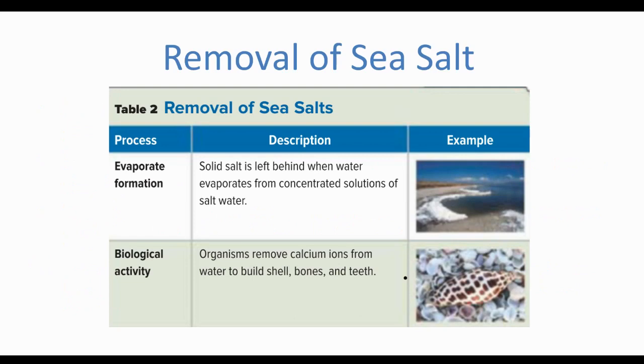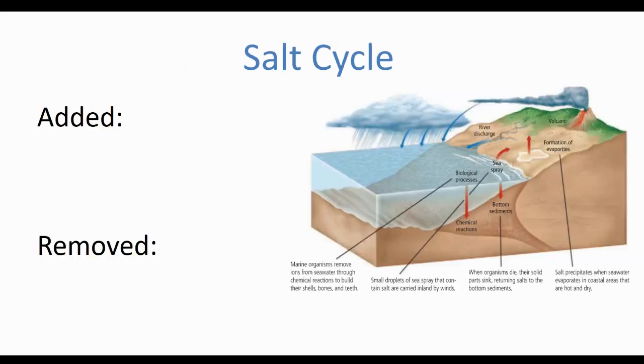So this is just looking at evaporite formation. This is how salts can be removed. You can see here in this picture the solid salt that was left behind from all the water that had evaporated, okay? And then this is just a reminder that biologic activity, like organisms removing calcium ions from the water, is also going to result in the removal of salts in the sea.